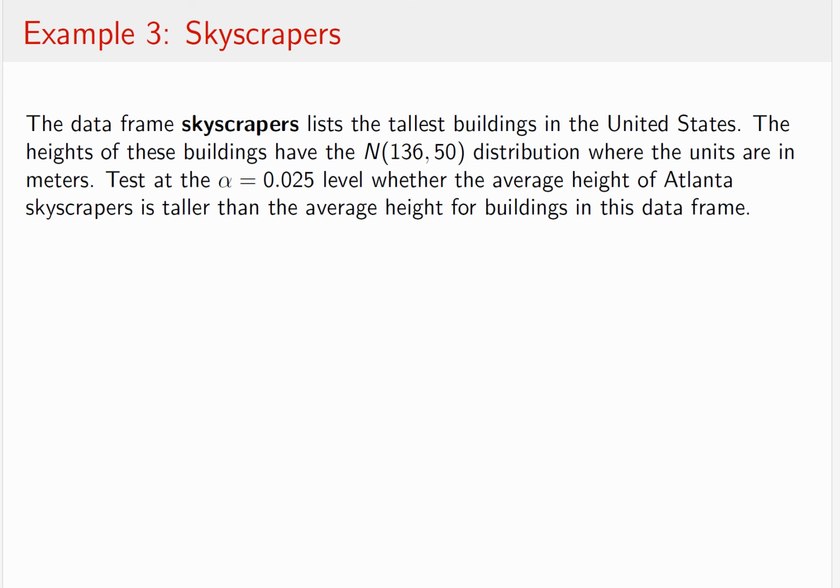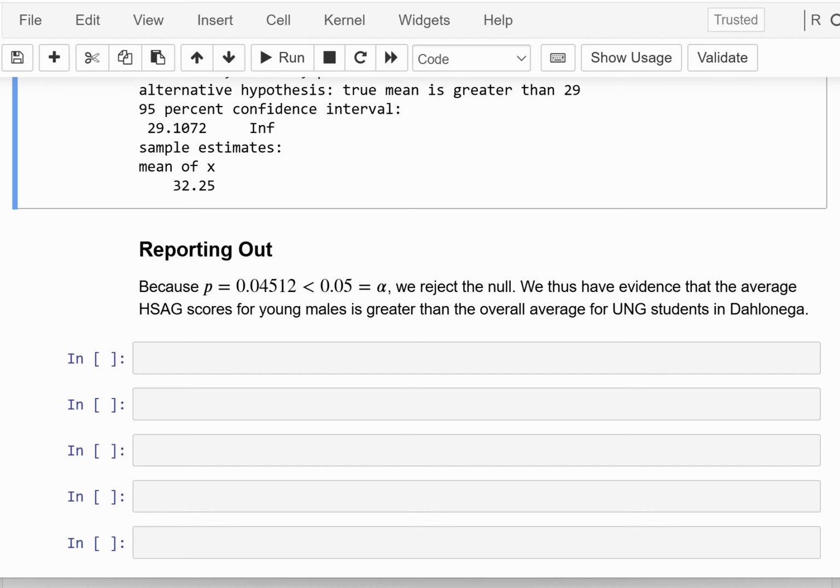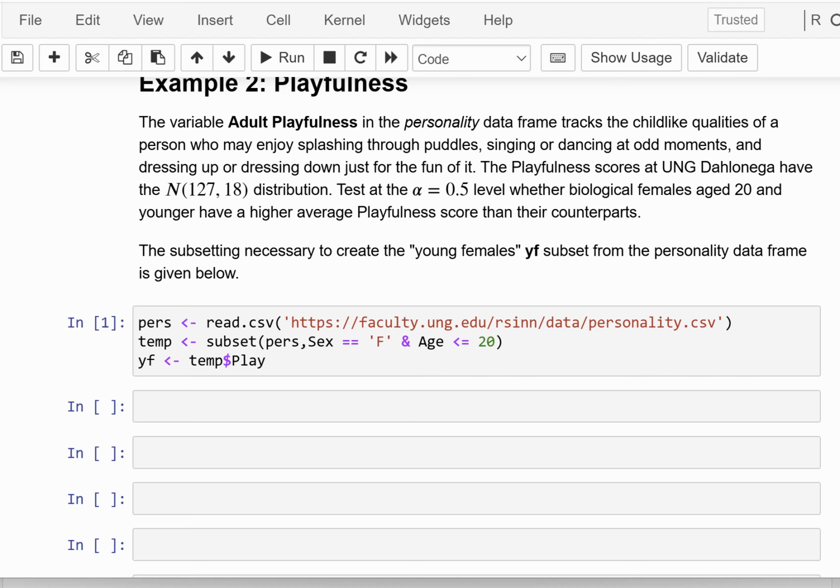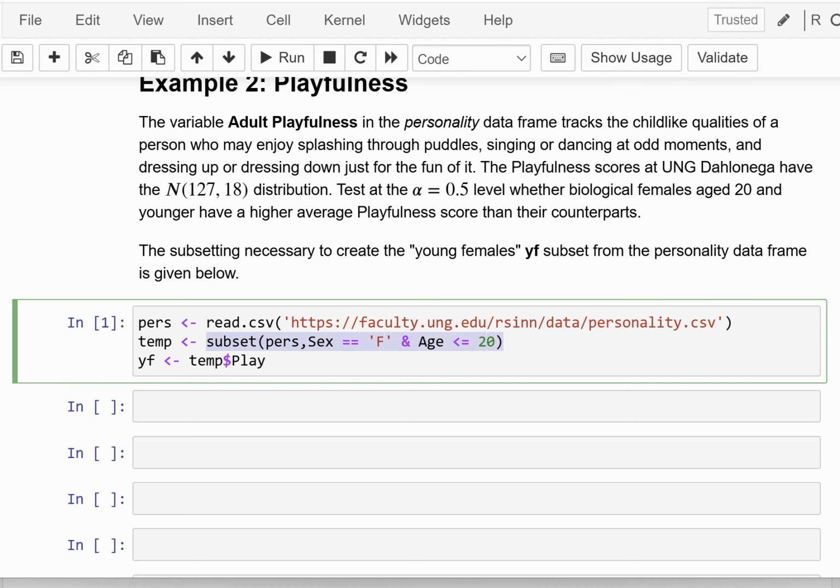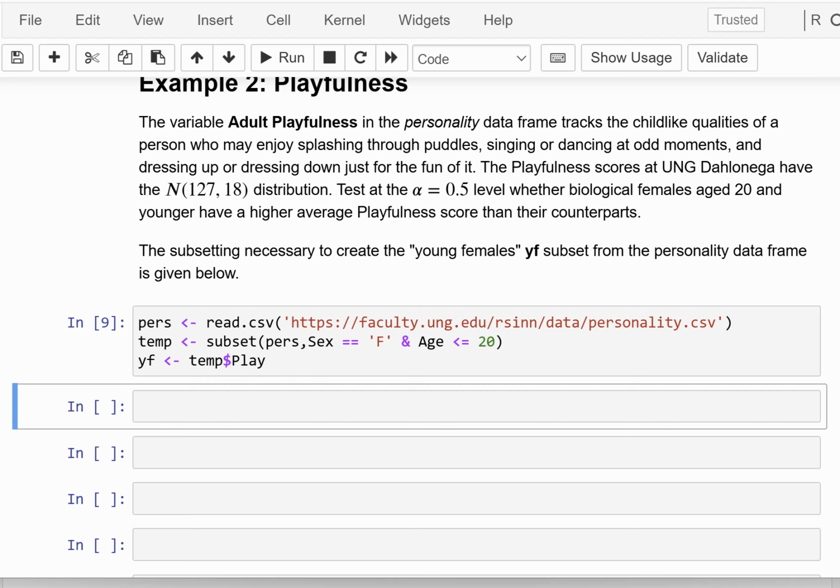Let's jump back into the notebook. Let's scroll down to do playfulness. Okay, so notice that I've done a subsetting again. This time the sex is female. Notice that the age is less than or equal to 20. It's the same table, so the temporary data frame, remember, the subset creates a data frame from which we have to extract the playfulness scores. So now YF is going to be a data vector with those scores in them.